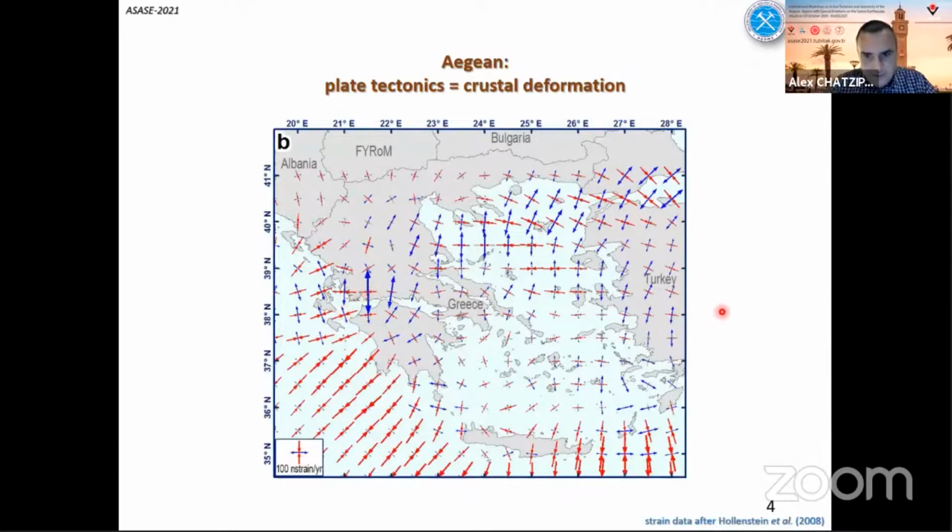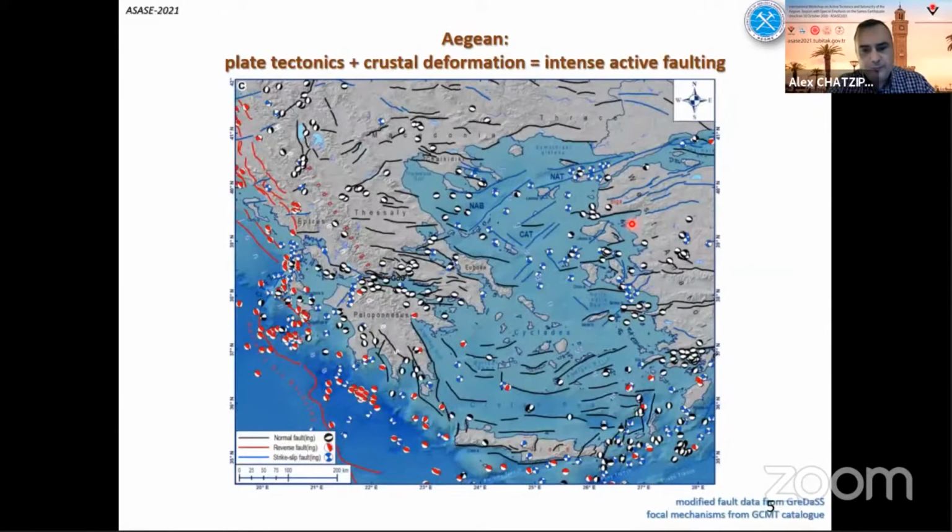This map, I showed it also in my previous presentation, but it shows the various types of crustal deformation using the GPS/GNSS data. There are zones of intense deformation and zones of less intense deformation. So we have a very diverse faulting environment with faults of various types in the area, and they are in good agreement with the focal mechanisms of the main shocks.